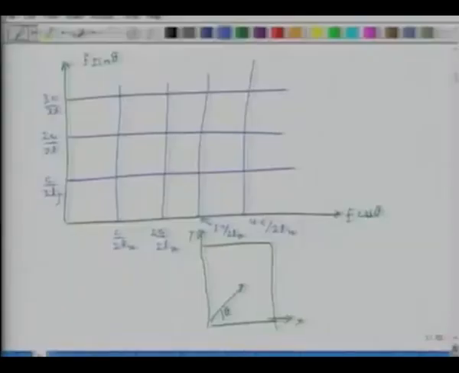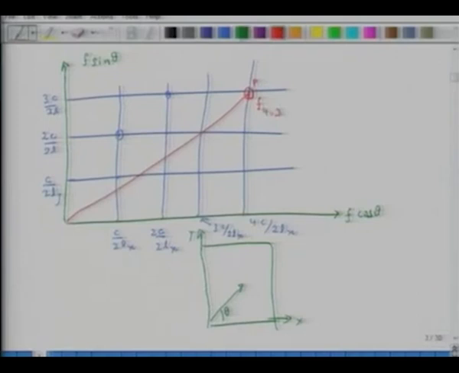So the natural frequency of a room will be any intersection point of these two grids. So this could be a natural frequency, this could be a natural frequency, this could be a natural frequency. This point is not a natural frequency, because there is no intersection. So for instance, if I consider this point E, then this is f 4, 3: 4 in the x direction, 3 in the y direction.